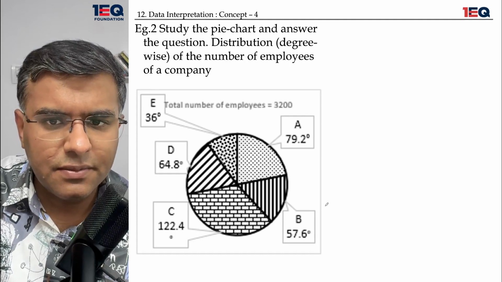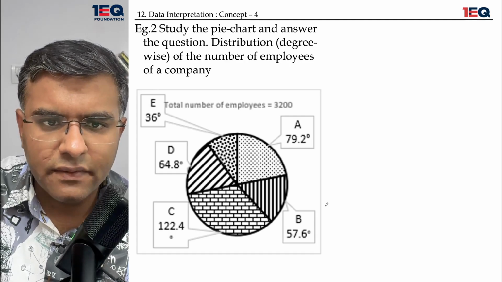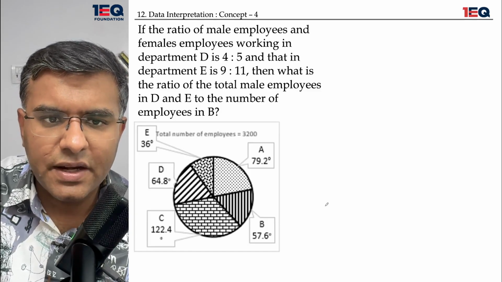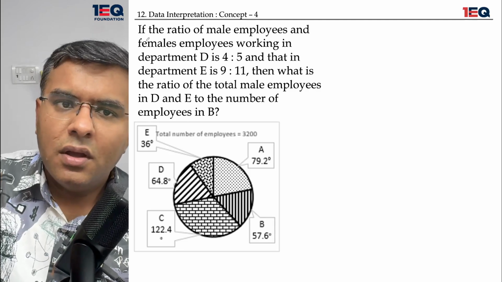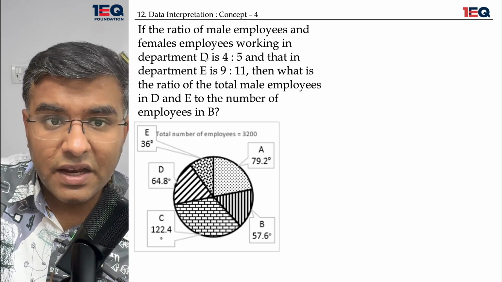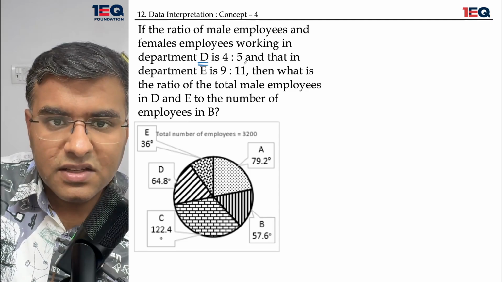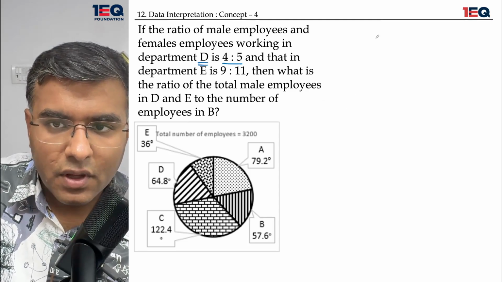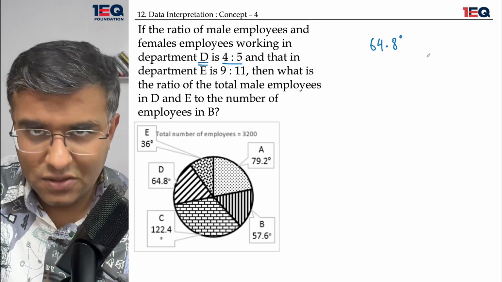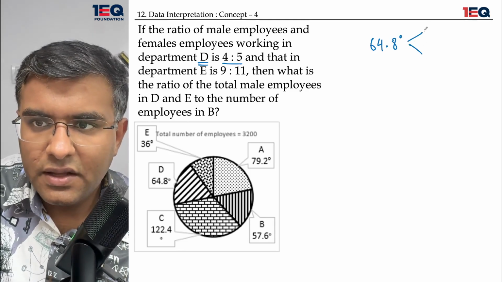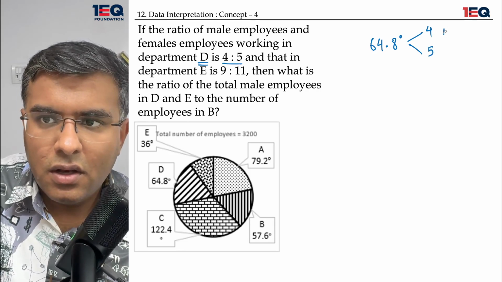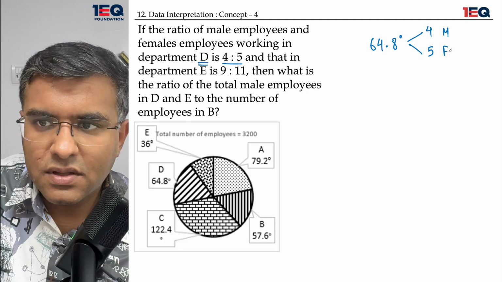Degree wise distribution. These are the degrees which are given to me. Total number of employees is also available. I'll move to the question directly. If the ratio of the male employees and female employees working in D is 4 is to 5. In D, there are a total of 64.8 degrees of employees who are working, and there is a ratio of 4 is to 5 in terms of male versus female.